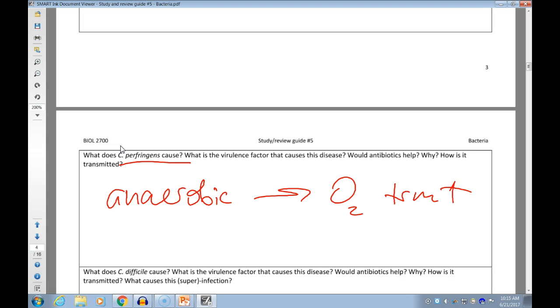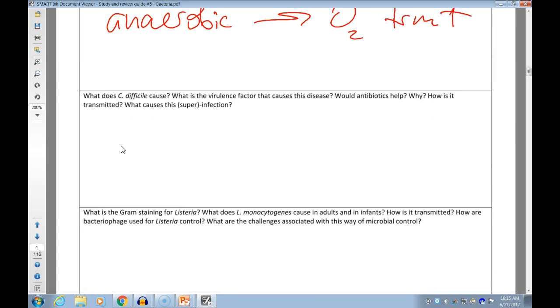Okay. Clostridium difficile. Would antibiotics help? Why? How is it transmitted? What causes C. diff superinfection? Antibiotic treatment that wipes out the normal microbiome. Cool. Moving on.